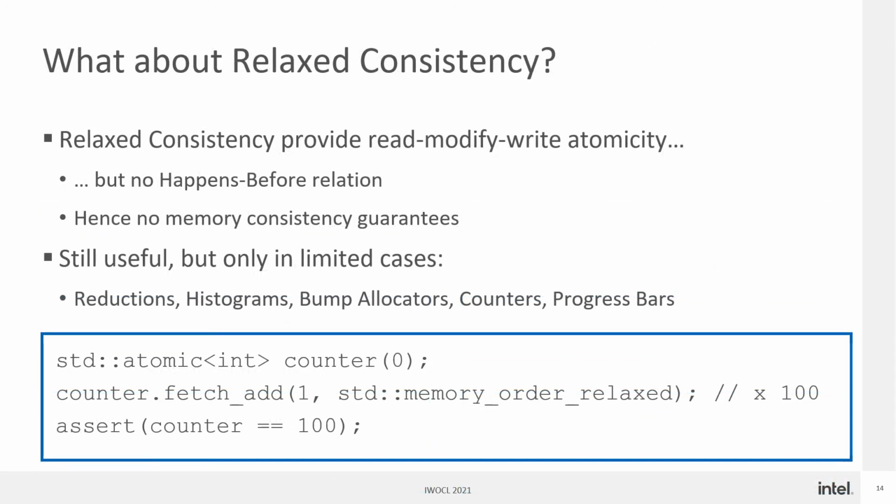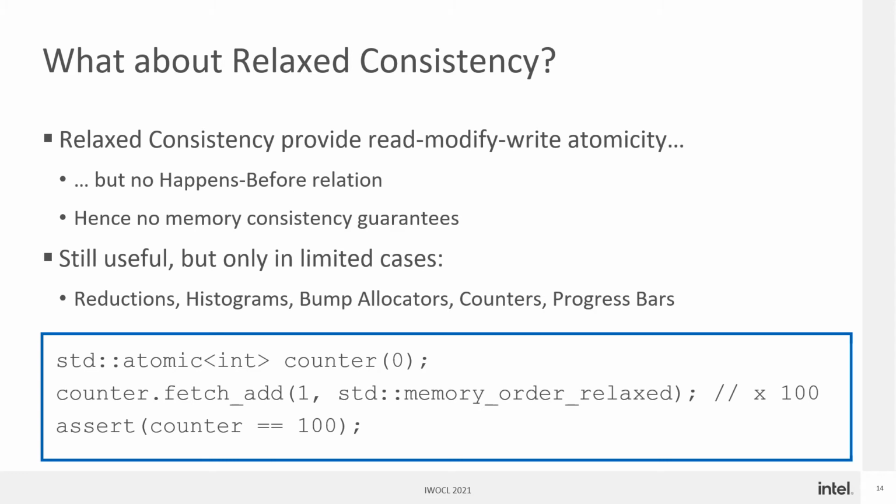So what about relaxed consistency? Well, relaxed consistency atomics do provide read, modify, write atomicity for things like atomic increments or compare and exchanges or other operations. But relaxed consistency atomics provide no happens-before relation, and hence there are no memory consistency guarantees. These are still useful. I don't want to say that they're not, but only in some limited cases for things like reductions, histograms, bump allocators, counters, progress bars, etc.